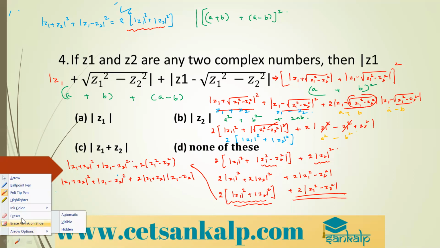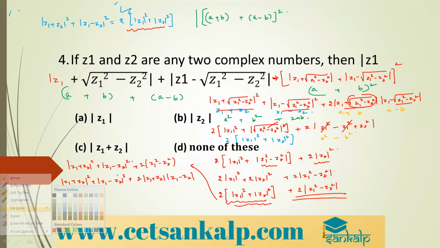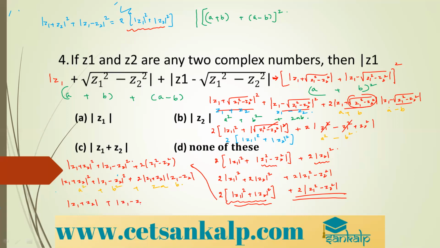Why am I doing all these? Because to get what is there in the options. This is looking like a square plus b square plus 2ab. So I can write a plus b whole square. This is a plus this is b whole square. This is the final answer which I have here. A plus b whole square. This will be the answer.